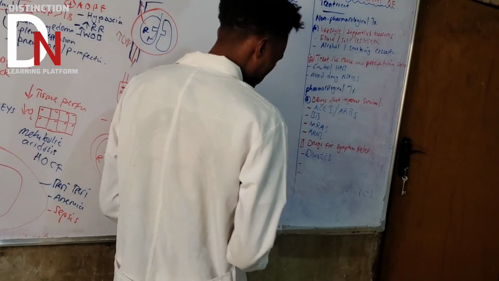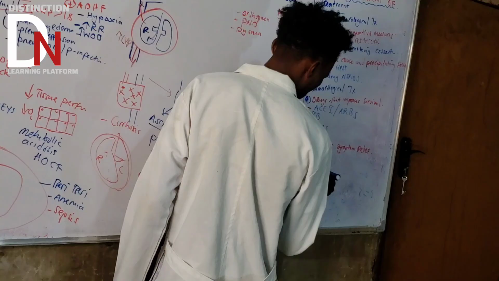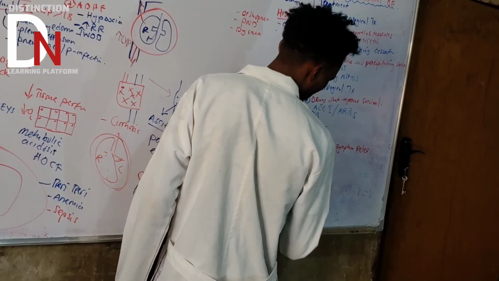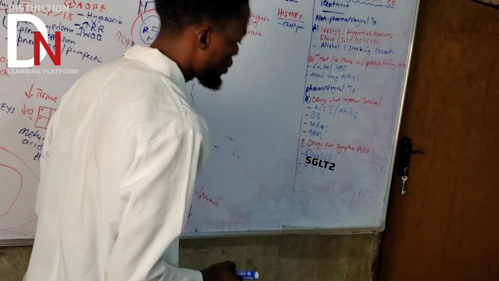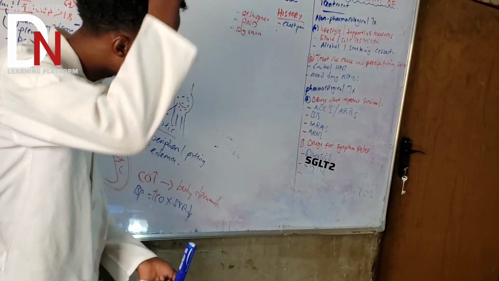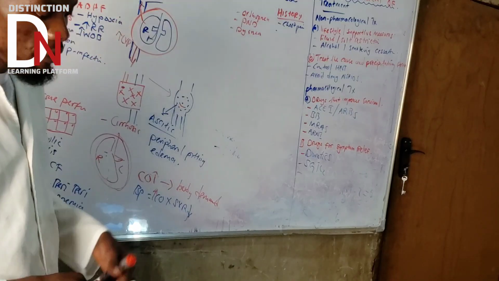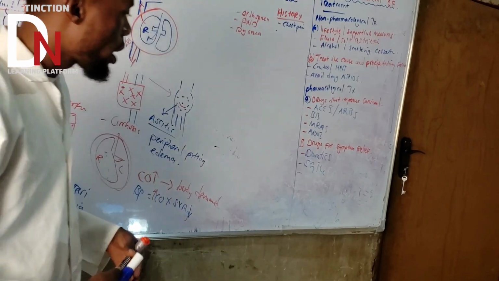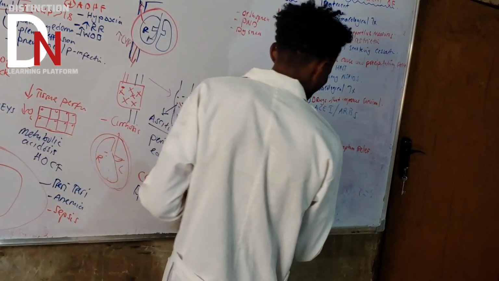Apart from diuretics, there is also another newer drug that has been developed, which is the SGLT2 inhibitor. If they inhibit that type of receptor, basically they are going to relieve the symptoms of congestive heart failure. Which one is the last one? The last one is digoxin.